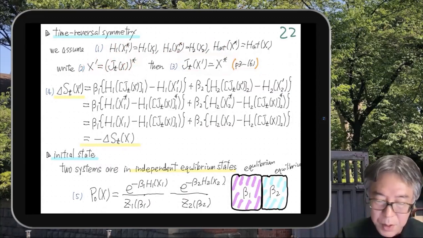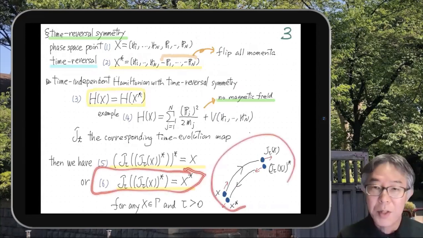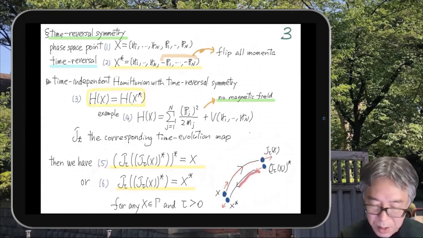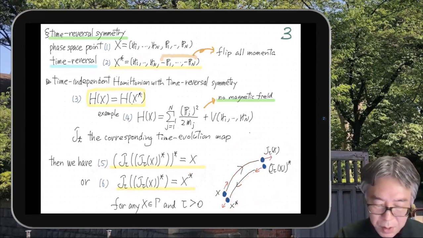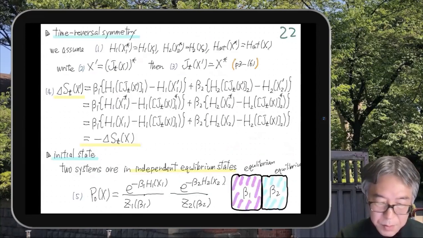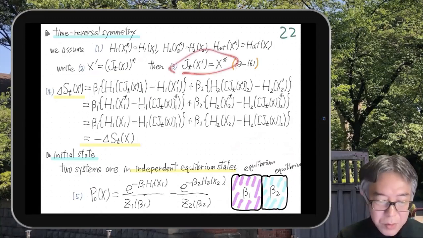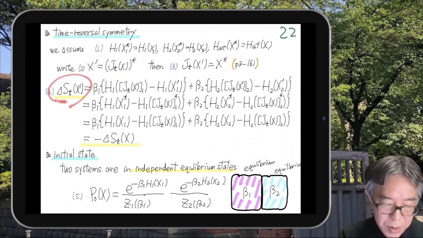What was page 3? Let me look at page 3. Okay, yeah, this one. Page 3.6 is this one, but probably you'd better look at this picture. If you start from here and you flip the velocity and you evolve it and then you return here, that is the equation that I was discussing. Where was I? Yes, I was here. So this is this equation. Then by using this, I can show this symmetry.